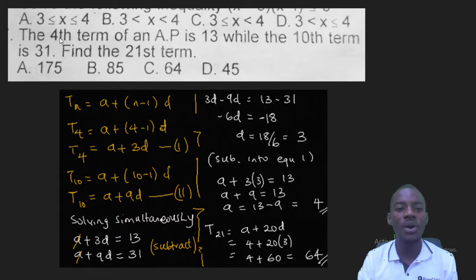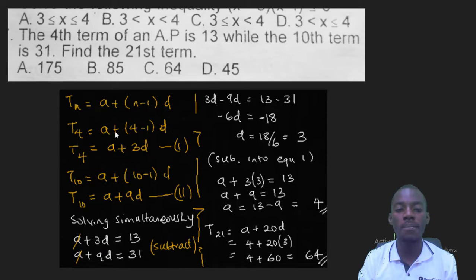Now we have: the fourth term of an AP is 13, the 10th term is 31. Find the second term. Now, first of all, you must know that the formula for finding the nth term of an AP is a plus (n minus 1)d, right?